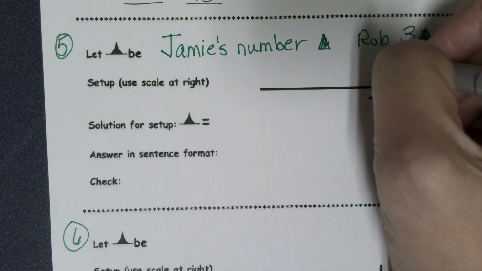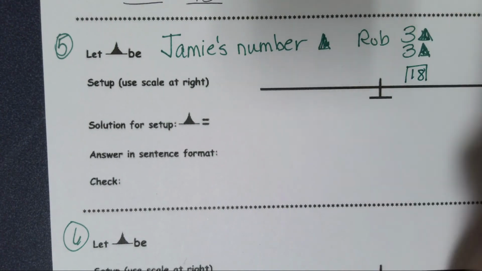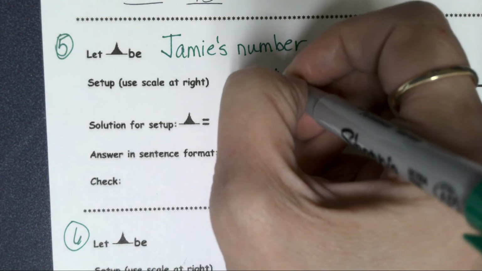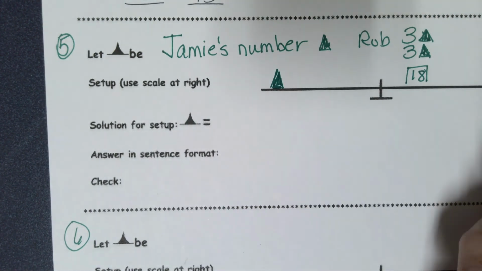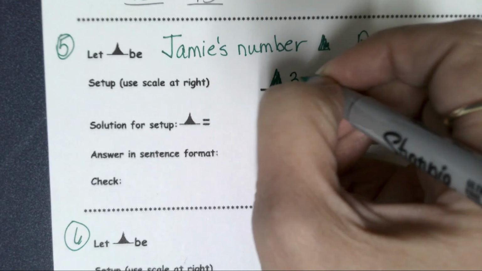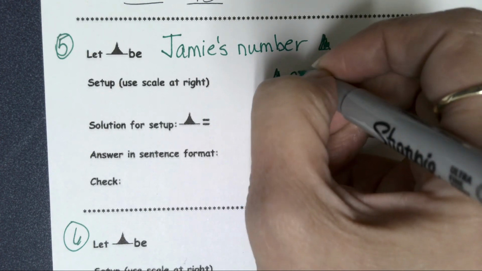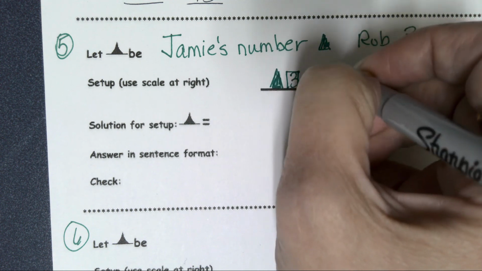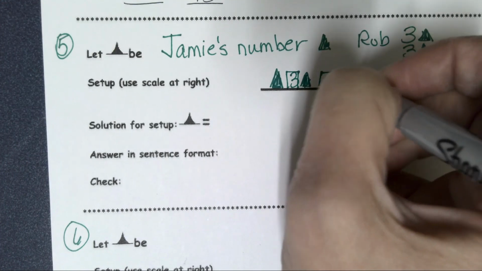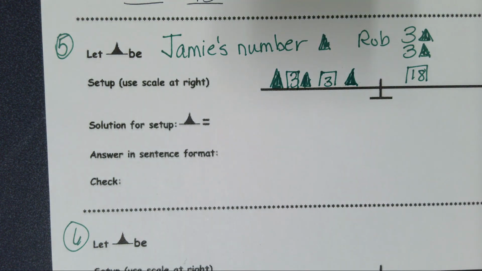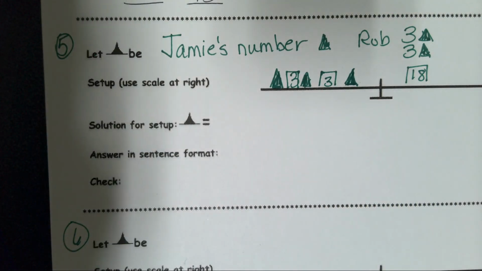I'm going to go ahead and put my 18 over here because I know that's my sum. Jamie's number is 1 pawn. Rob's number is 3 and a pawn, and 3 and a pawn, because it said that he was double the sum of 3 and a pawn. So we've got it set up. I'm going to switch colors again.